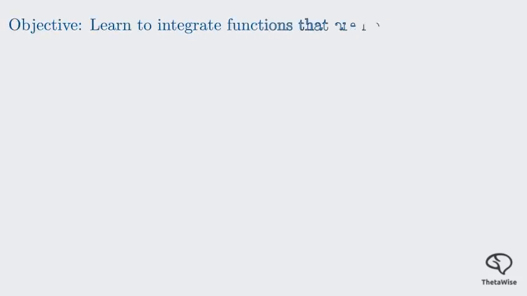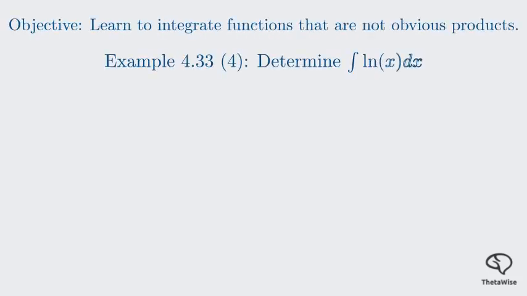Our objective is to learn how to integrate functions that don't seem to be products. How do we find the integral of just the natural logarithm of x? The trick here is to consider the number 1 as a separate function. We can write ln x as 1 times ln x. We rewrite the integral as the integral of 1 times ln of x dx. Now it's a product, an algebraic function, 1, and a logarithmic function, ln x.